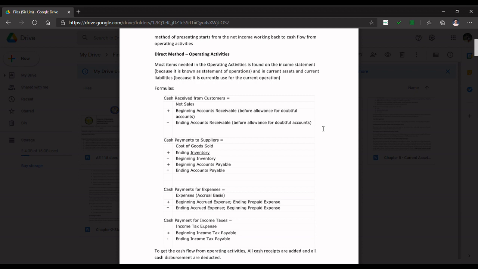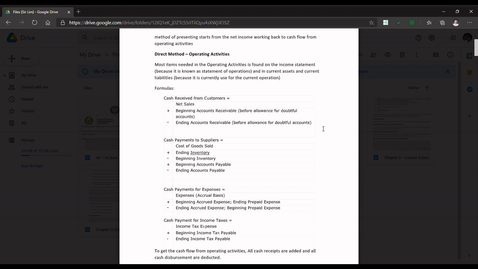So, to sum it up, may utang yung mga customers mo at the beginning of the year. Tapos, nagbenta ka on account again. So, nadagdagan yung utang nila. That is the net sales. Tapos, we deduct yung natirang utang nila at the end of the year. So, that is the collections. Yun yung nakolekta natin galing sa mga utang nila. Right? So, that is the cash received from customers.